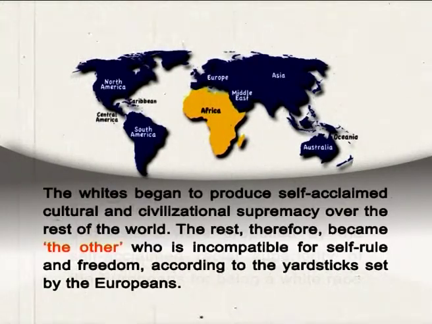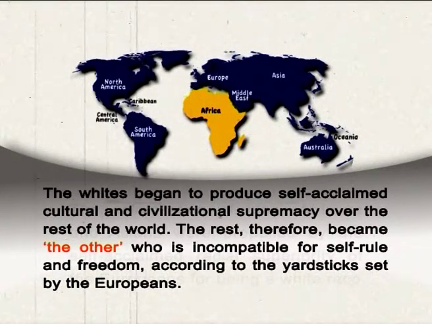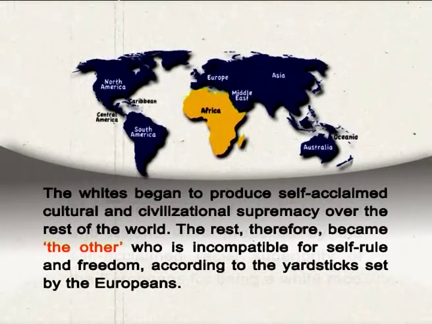The whites began to produce self-acclaimed cultural and civilizational supremacy over the rest of the world. The rest therefore became the other, who is incompatible for self-rule and freedom, according to the yardsticks set by the Europeans. As a result, the 19th century science in Europe heralded differences of races, and it largely helped the Europe's imperial ambitions. Such a hegemonic European conception began to be challenged with the growing anti-colonial struggles all over the world.